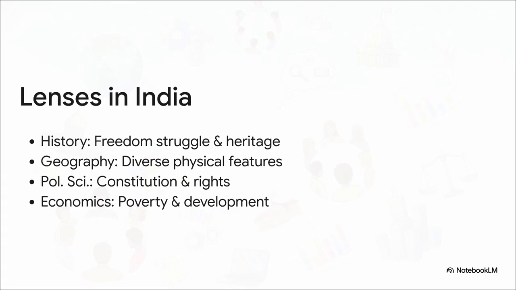When we apply our four lenses to India, the whole picture just snaps right into focus. You see, history reveals the freedom struggle and this incredibly rich cultural heritage. Geography maps out the wildly diverse physical and climatic conditions that shape how different regions actually live. Political science unpacks the Constitution and our fundamental rights. And economics, well, it tackles the very real pressing challenges like poverty, inequality, and the intense need for sustainable development. Together, they give us the whole shebang.